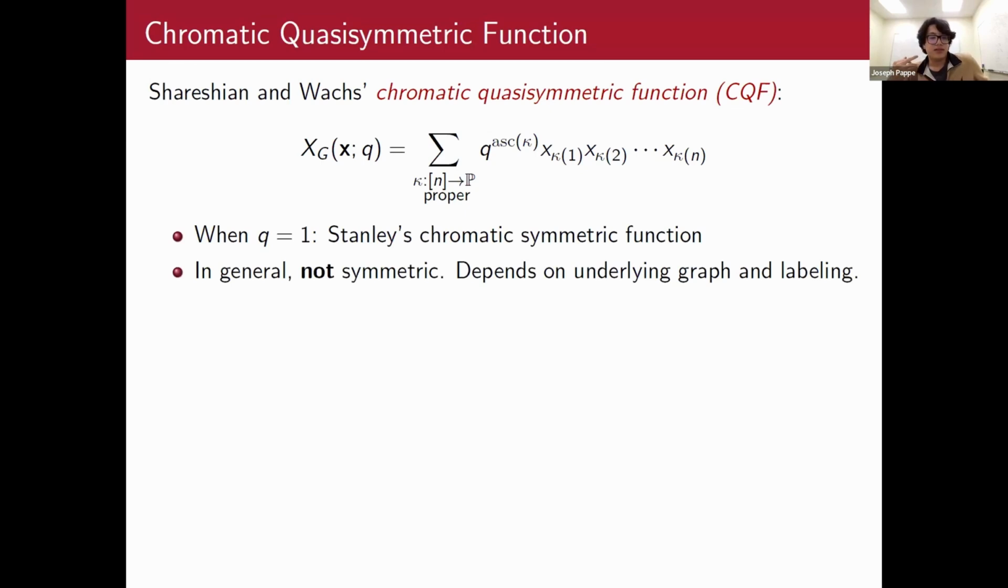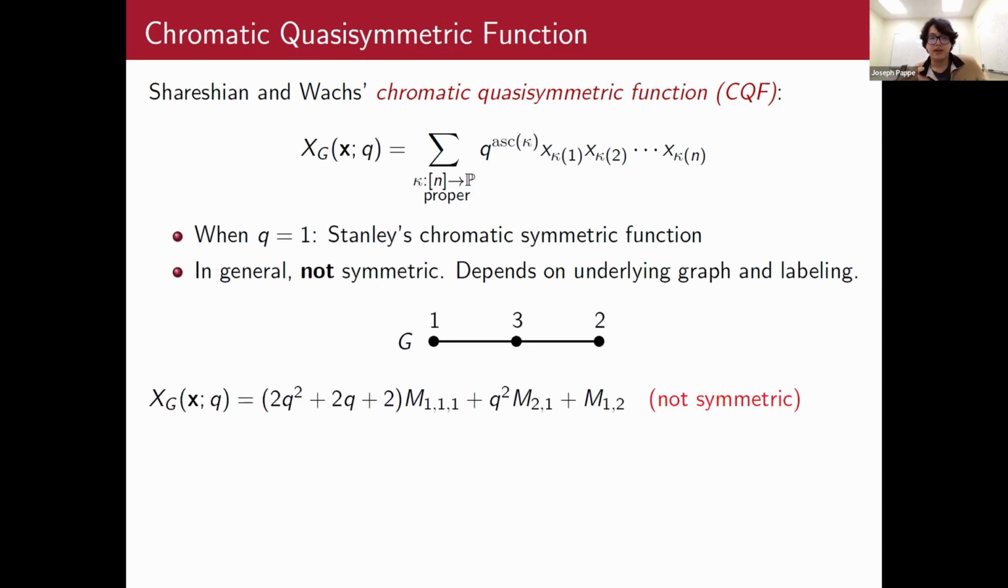Now, for instance, in general, this chromatic quasisymmetric function is not symmetric. If we just swap the colors i and i plus 1 in our graph, we could break the number of ascents of our coloring. But it is quasi-symmetric, right? If we keep the relative orders of our colorings the same, then it does preserve the number of ascents. And moreover, whether or not it's symmetric depends on the underlying graph and its labeling.